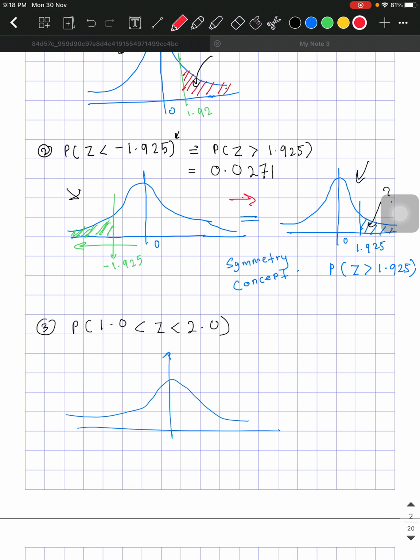You can notice that both of these values are positive. So here is 0, and then this part is 1.0, and this is 2.0, and then the question is about the area in between.